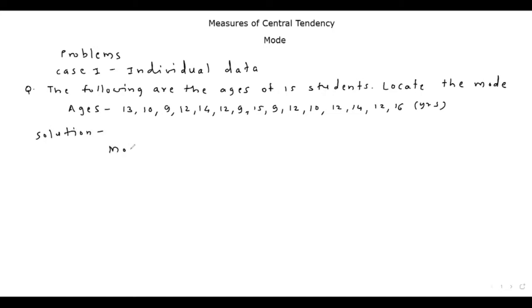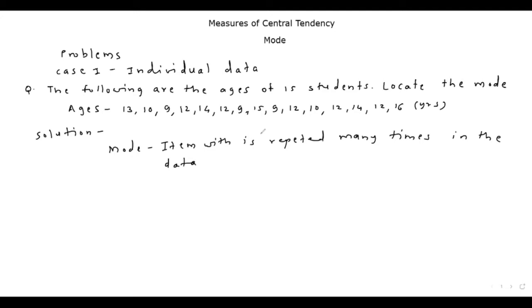we know the definition of mode. The definition of mode is the item with maximum frequency, or the item which is repeated many times in the data. So we must check which item is repeated many times in the data. That is the value of mode over here.